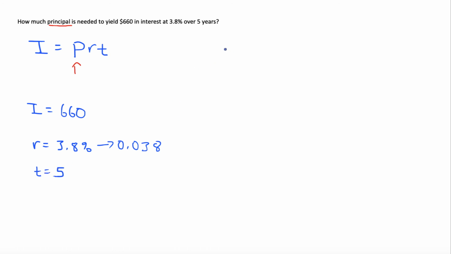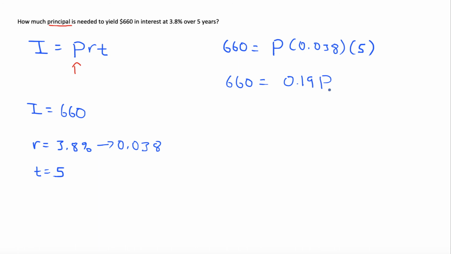So if we plug everything in, we'll set the 660 equal to P times the rate, I'm going to put this in parentheses, times the time, which is 5. Okay, so we should be able to do the algebra here, right? We'll do the algebra and calculate P. The first thing that I'll do is multiply the 0.038 times the 5 together. That gives us 0.19. Okay, and I'll write that in front, make that the coefficient of the P.